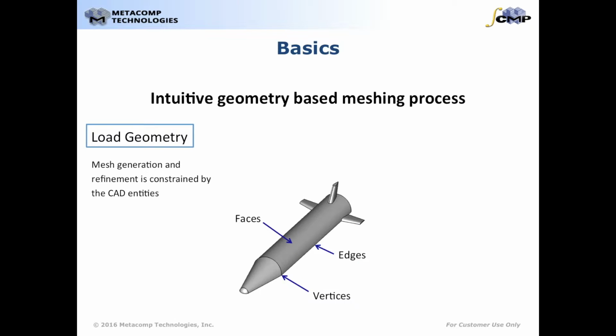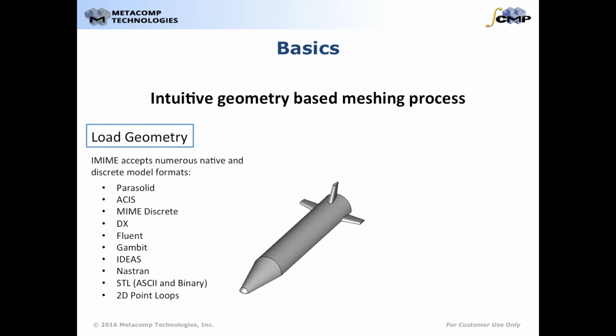IMIME uses a geometry-based meshing process. As such, the first step will be to load the CAD geometry. Users then have access to all of the CAD entities, such as vertices, edges, and faces. The CAD entities form the basis of the IMIME mesh, ensuring that the results represent the domain of interest as accurately as possible. IMIME accepts numerous native and discrete model formats, including industry standards such as Parasolid, ACIS, and STL.